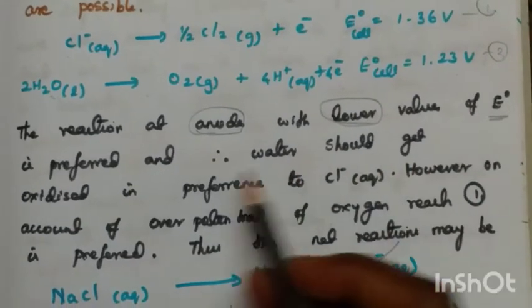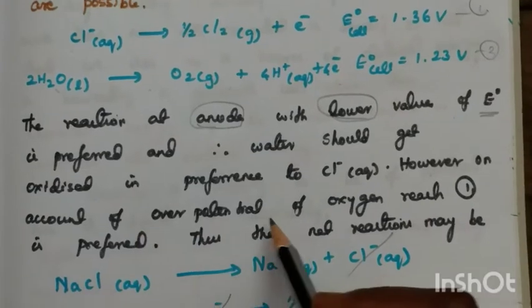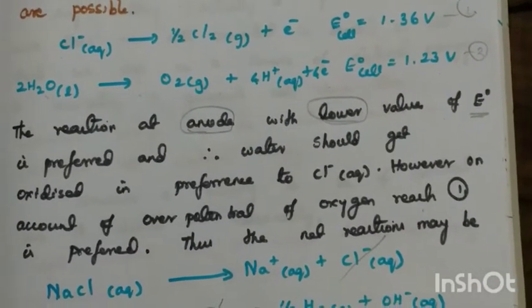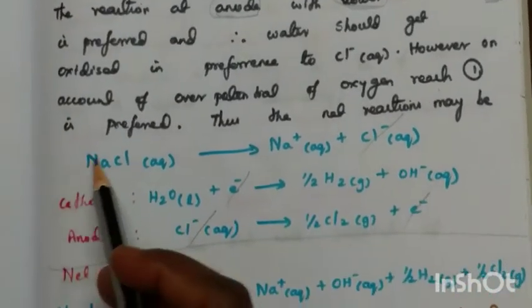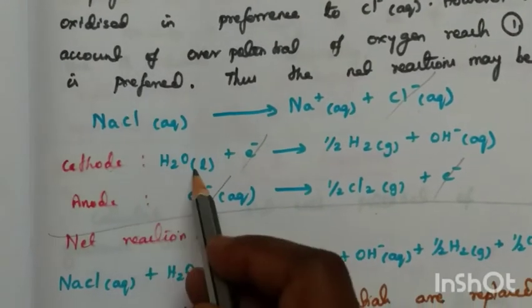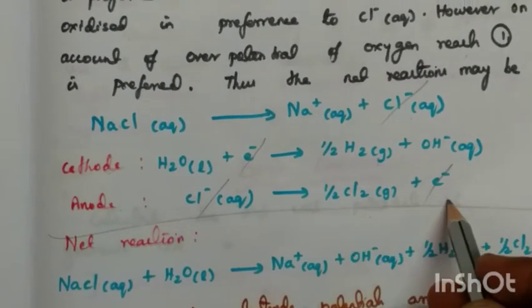Therefore, water should get oxidized in preference to Cl minus. However, on the amount of overpotential of oxygen reached, the oxygen reaction is preferred. The net reaction: NaCl dissociates to give Na plus and Cl minus ions. At the cathode, which reaction takes place? This reaction. At the anode, Cl minus gives off Cl2 plus electron.